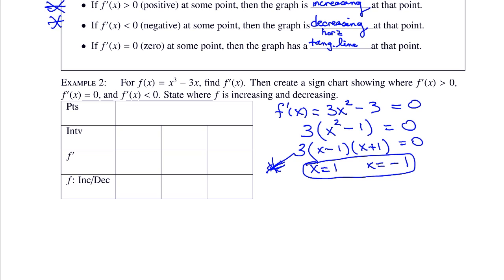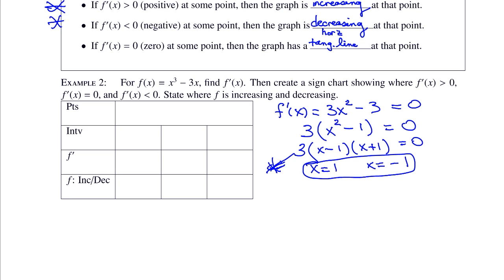Now we're going to use this information to create the sign chart, create the intervals, and determine where the function is increasing and decreasing. The sign chart, that's the box version that I have here on the left, has 4 rows. In the top row, it's the points that we got from finding this solution on the right, then the intervals, then the sign of the derivative, and then whether the function is increasing or decreasing based on that information.